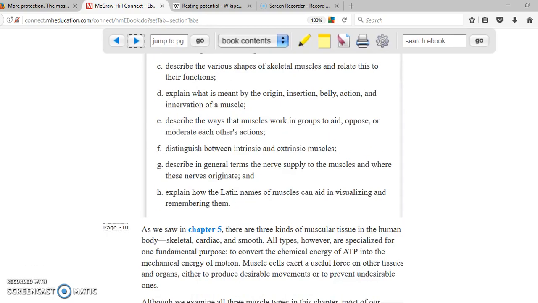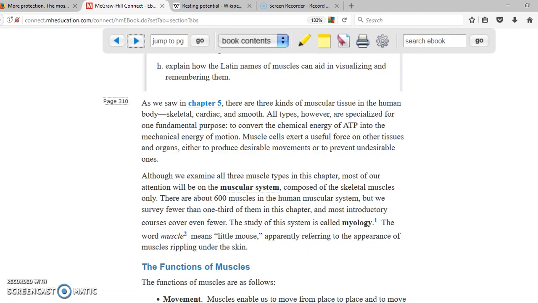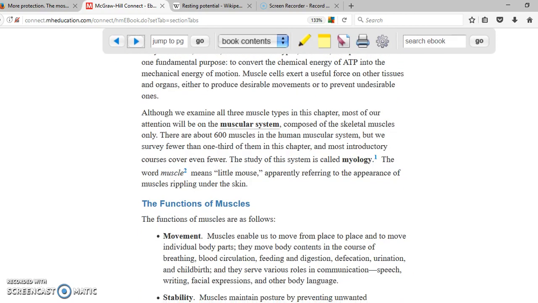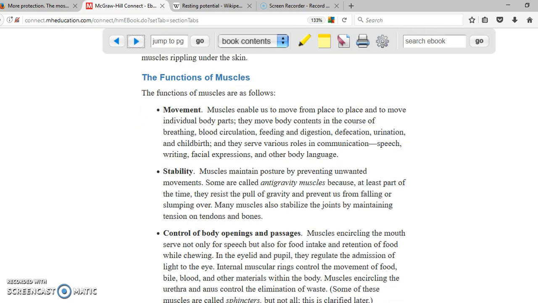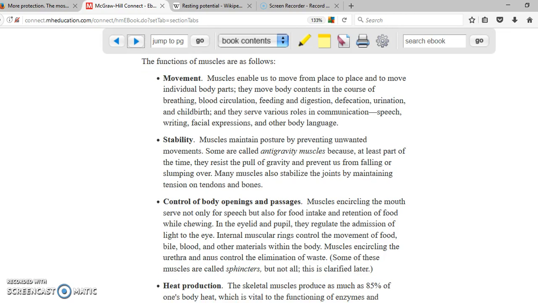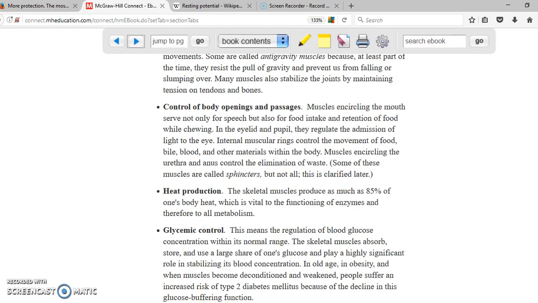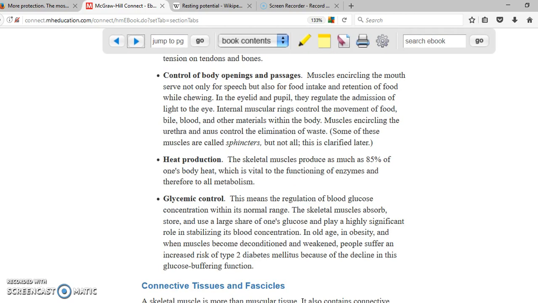If we scroll down, we can see that obviously the muscular system is a group of muscles, and here you have the main functions of muscles. Movement, obviously, they allow us to move. Stability, muscles help us maintain our posture. Control of body openings. I don't think I need to explain much about it. Heat production: when we are cold, we start shivering, and that is the function of the muscles, in order to increase the temperature. And the muscles allow us to control the levels of glucose, because we consume glucose in relatively high amounts because we are going to use it.